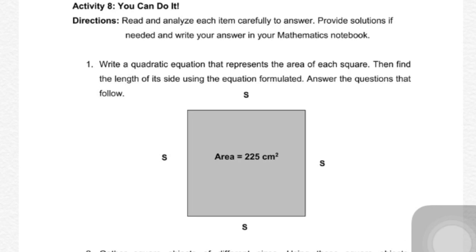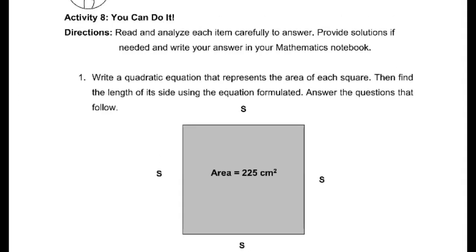So number 1, write a quadratic equation that represents the area of each square. Then find the length of each side using the equation formulated. Answer the questions that follow. So in here, you will just apply the formula in finding the area of a square. The formula in finding the area of a square is given by A, area, equals S squared. Okay, so that will be your hint in answering number 1.